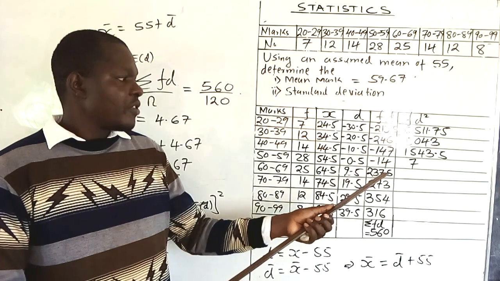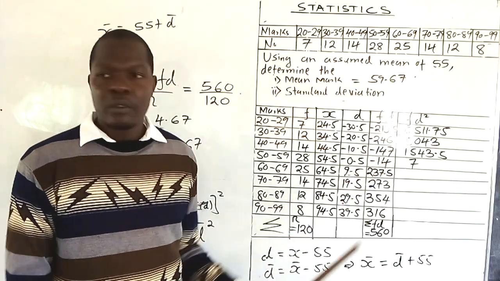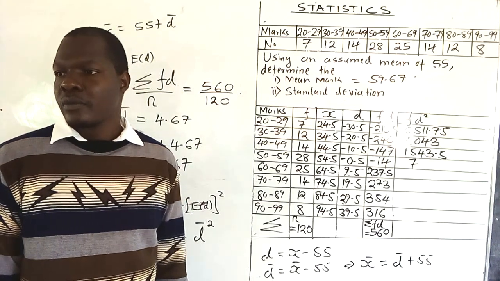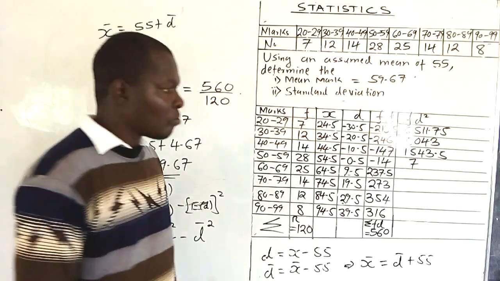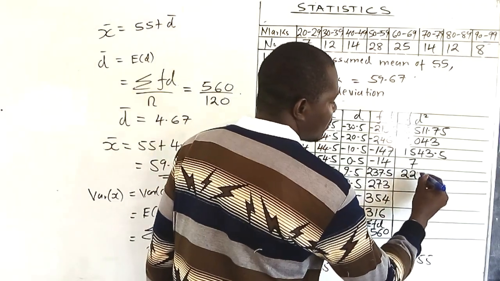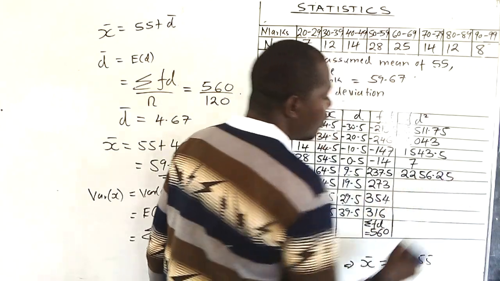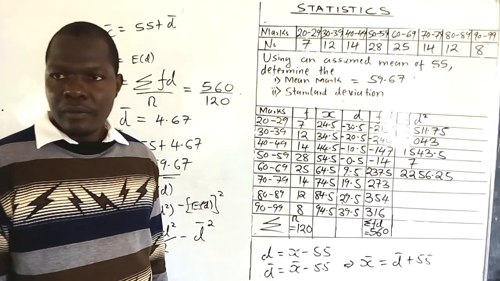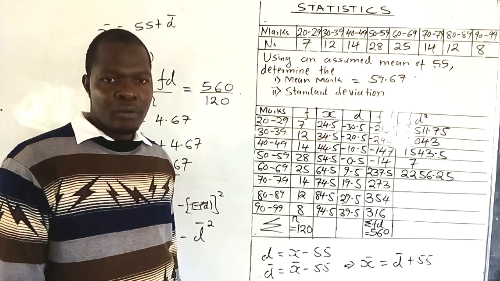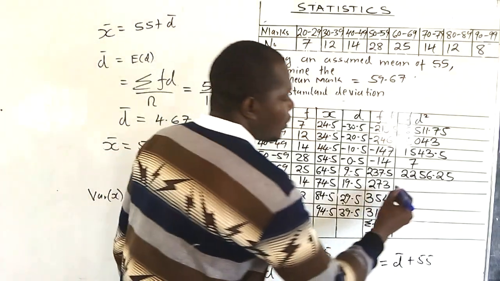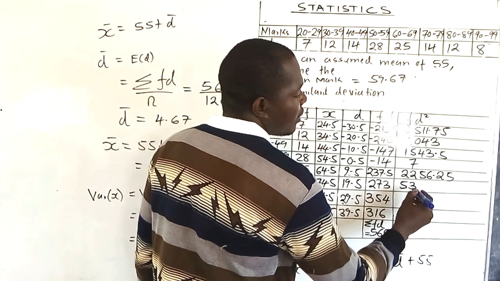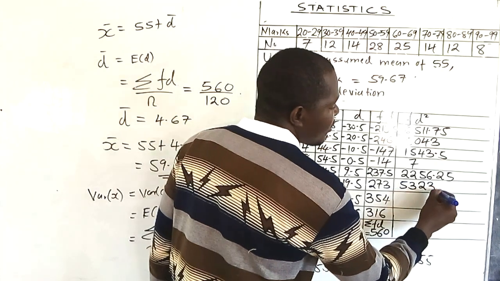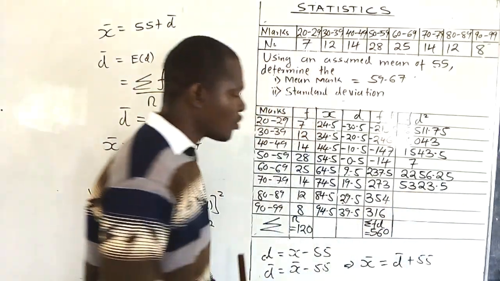FD times D, you get FD squared. 2256.25. Go on. FD times D, you get 5323.5. Yes. Good. Go to the next one.